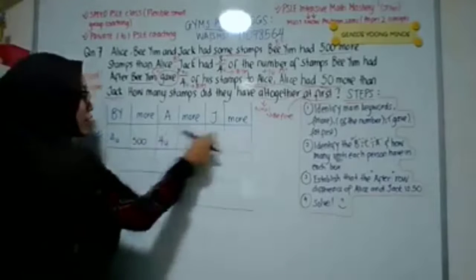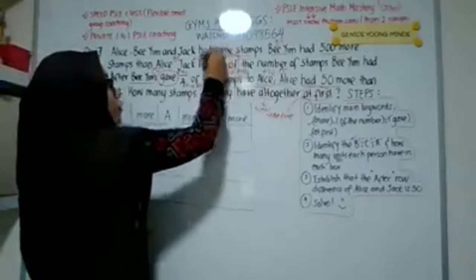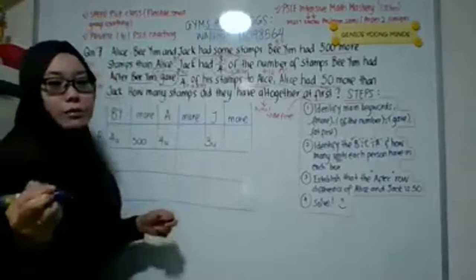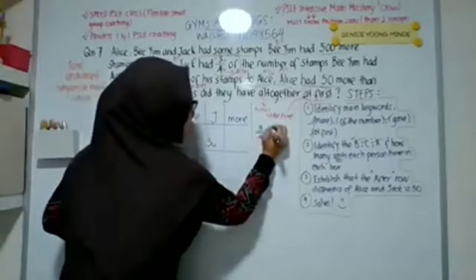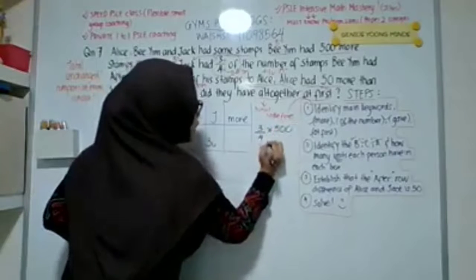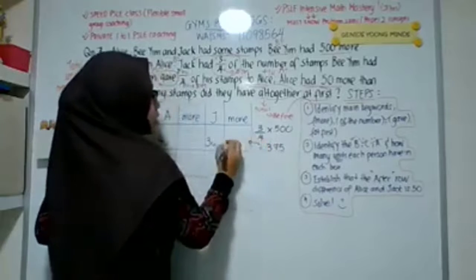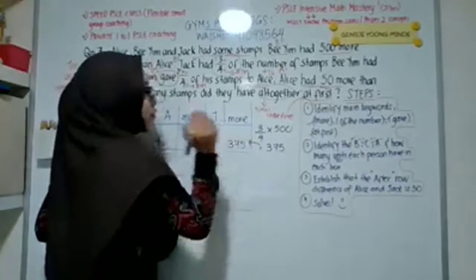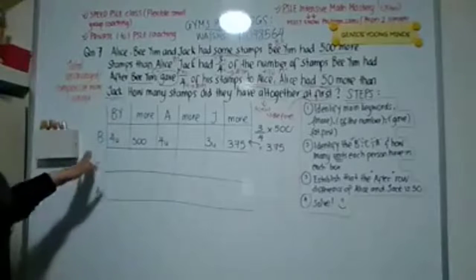So Jack must also have some of this more. Where do I get that thing? 3/4 of the number of stamps Beam had, which means 3/4 of the 500. This will give me 375. This will go inside here. So I put 375. Okay? Alright? Now, let's go on to the next line.